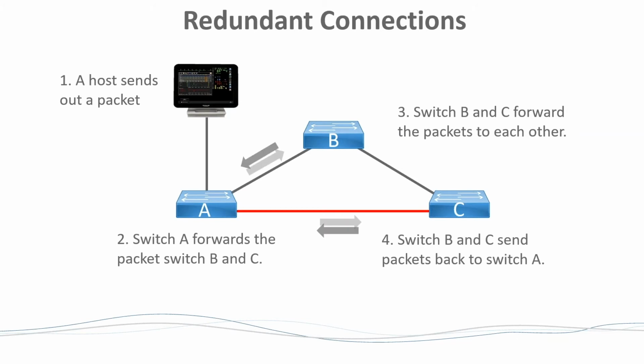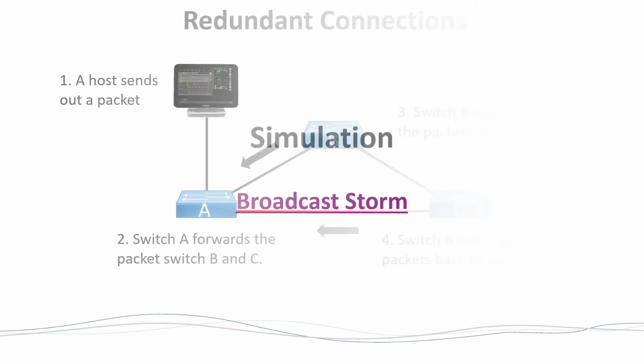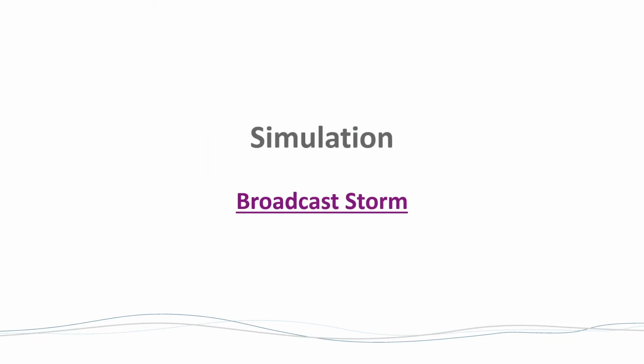A's like, oh yeah, here's a packet. I better send it to B and C again. Over and over again. This is a broadcast storm. So you may have heard that somebody said your network went completely to its knees. Everything stopped working. They're like, oh, there was a broadcast storm.